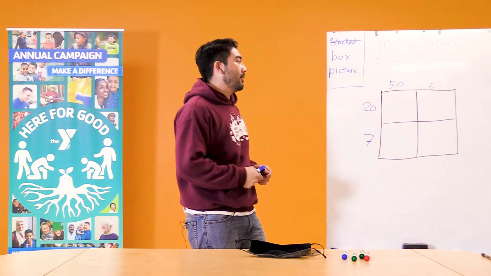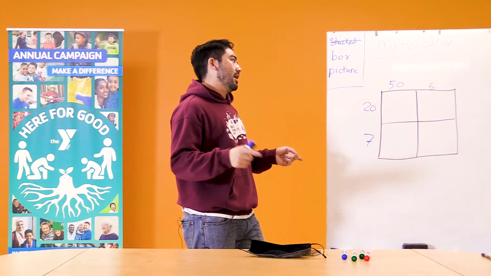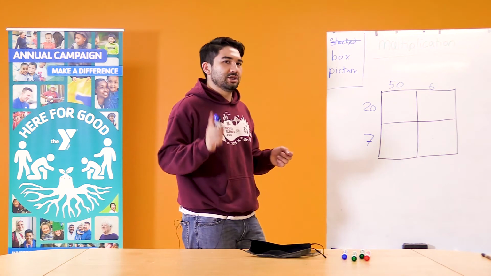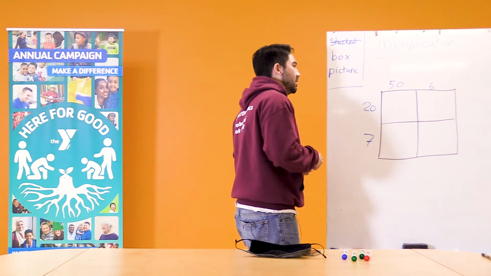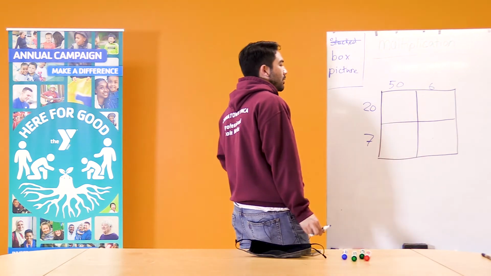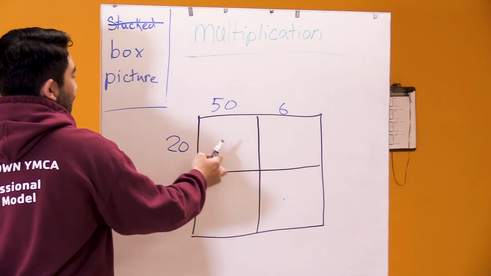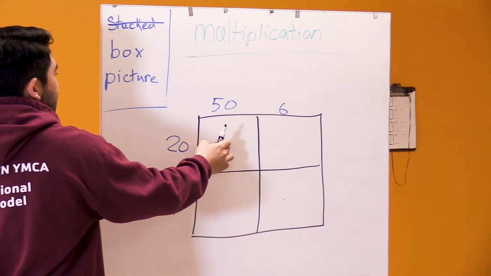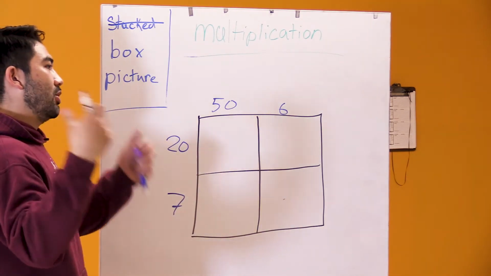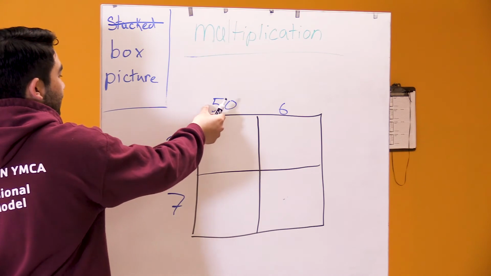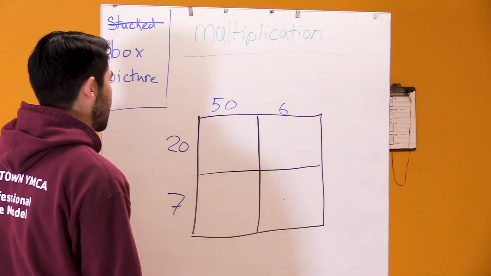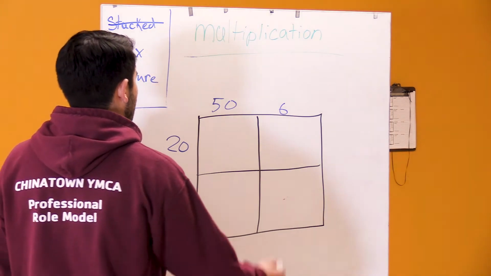And what we're going to do now is multiply in a special method. I'll show you how. I do think visually it makes more sense. So for this box right here, it's going to be the product, the multiplication solution of 50 and 20. So 50 times 20 is going to be 1,000.